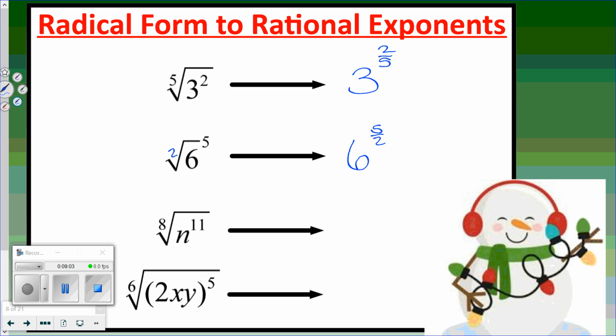Yeah, on bottom. The 8th root of n to the 11th would be n to the 11/8. And the 6th root of 2xy in parentheses to the 5th. 2xy in parentheses to the 5/6. Perfect.